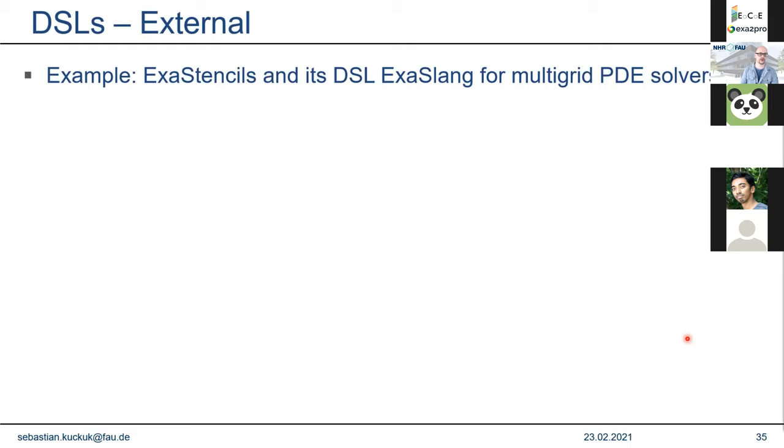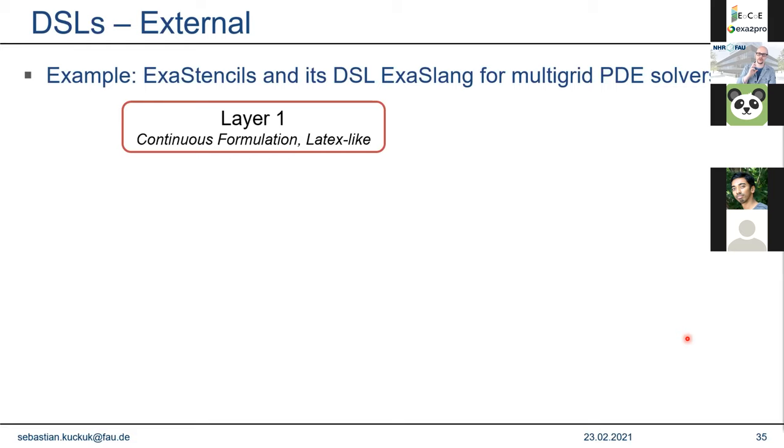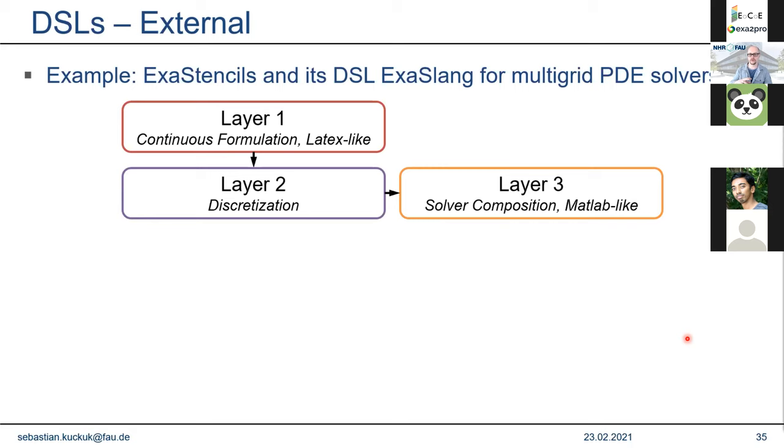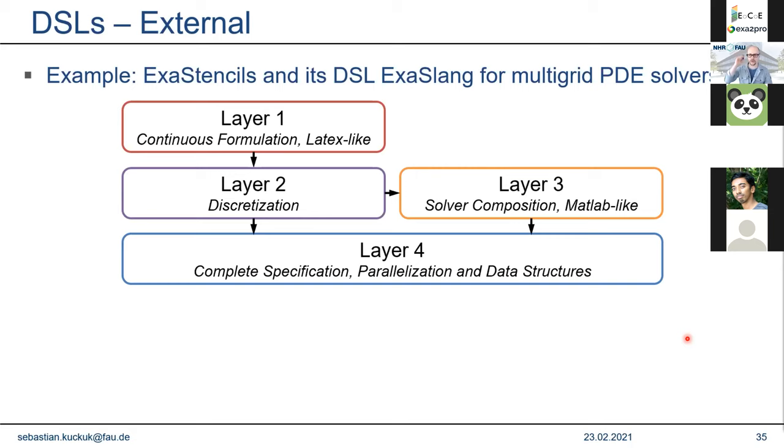Okay, so on the other end of the spectrum, there are external DSLs. As said before, you have the full freedom. And we have looked at this in the Exascale project, where we didn't just implement one domain-specific language, but multiple ones for different kinds of users. And I will just go over this rather briefly. So in one language, we have a continuous formulation. So this is for PDE solvers, which is latex-like. So ideally, you can just copy paste that from your scientific publication. Then you describe the discretization, compose a solver, and summarize that into a complete specification where you can also tweak the parallelization and data structures. And most of this, the flow between those different layers, is done automatically for you. So this is nothing you as a user have to do by hand.